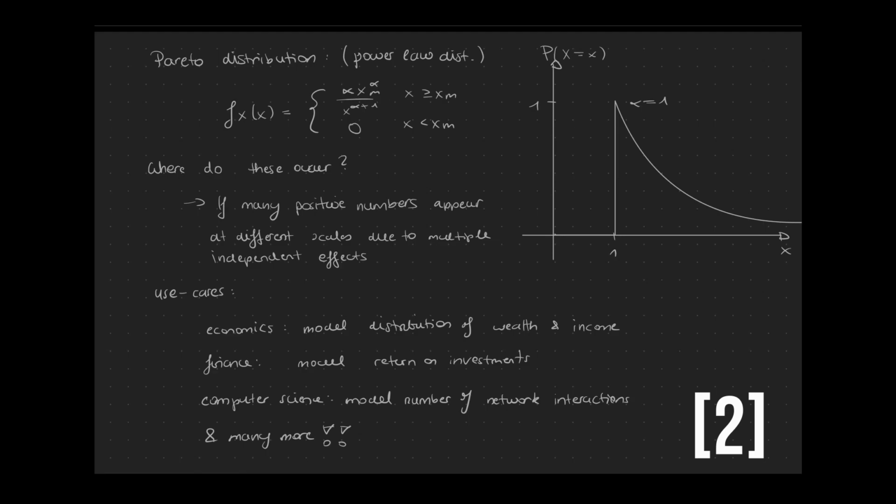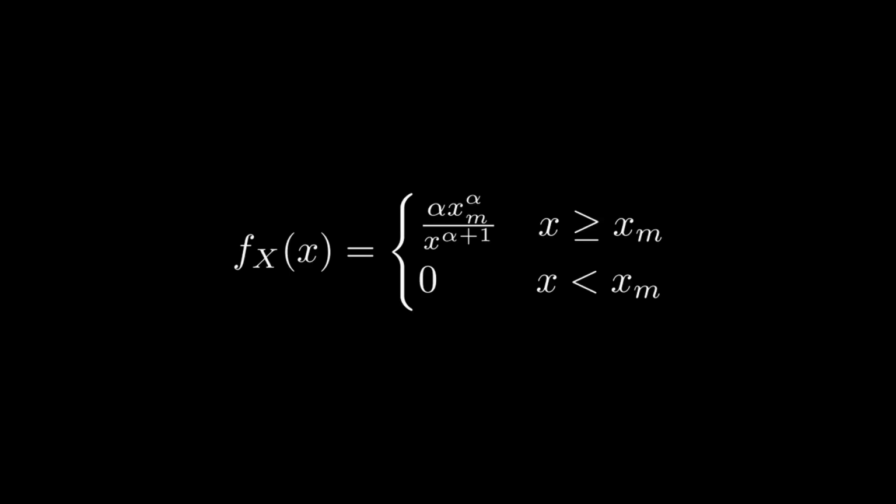The distribution has the following definition. We got a function f that depends on a continuous random variable x, and for each realization we got the following description. If x is larger or equal to some constant x_m, the function is equal to alpha x_m to the power of alpha divided by x to the power of alpha plus 1. And when x is smaller than x_m, then it is 0.